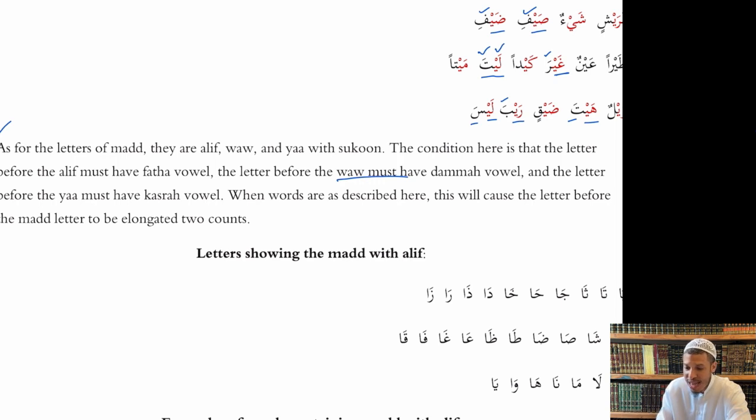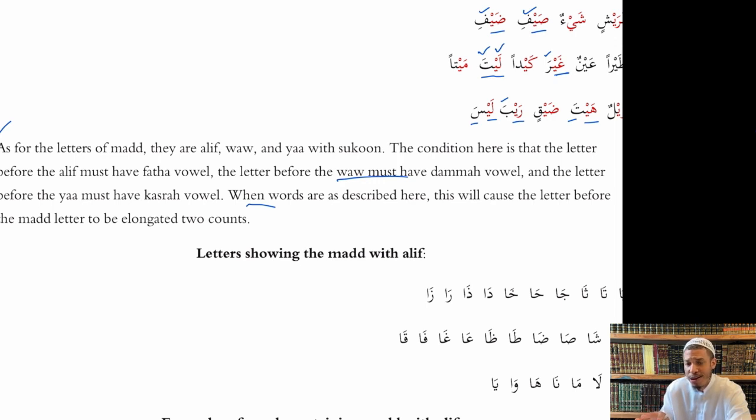And the letter before the ya must have a kasra vowel. So if you find a ya with a sukoon, the letter before it has a kasra vowel, that letter with the kasra, we're making it long. It's not short anymore. Now, when words are as described here, this will cause the letter before the med letter to be elongated 2 counts.